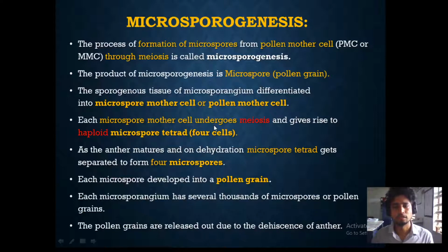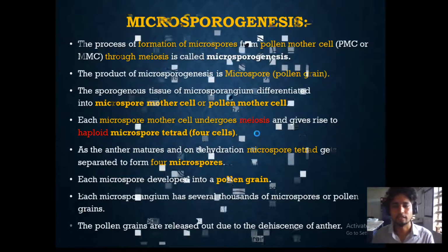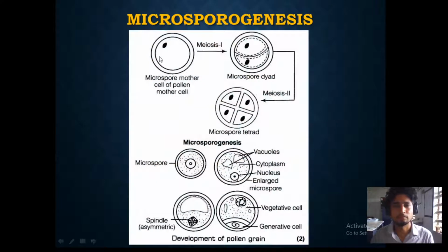And this microspore mother cell undergoes meiosis to give rise to microspore tetrad. Very important step here: the microspore mother cell, which is a diploid cell, undergoes meiosis to give rise to haploid microspores, and these microspores are in the tetrad form, meaning they are together in the tetrad shape. If you see here, this is a microspore mother cell, and each microspore mother cell undergoes meiosis, which consists of two steps, meiosis 1 and 2. After this, it forms the microspore tetrad.